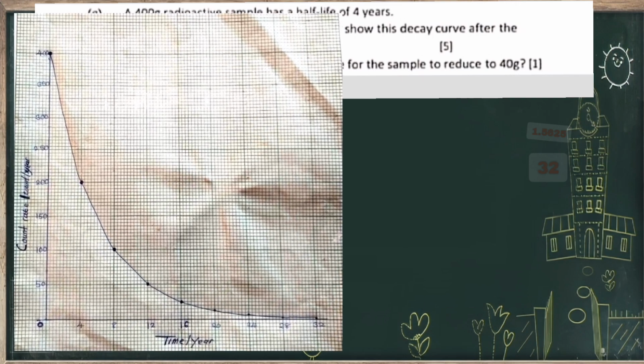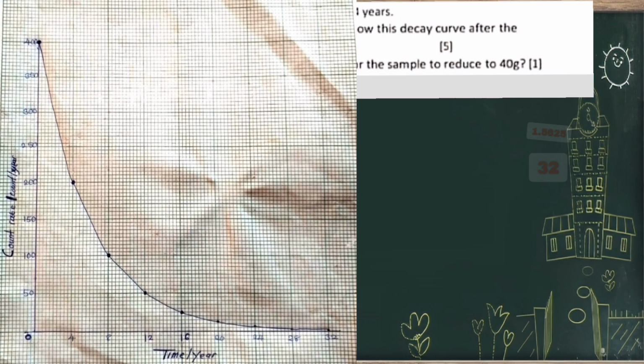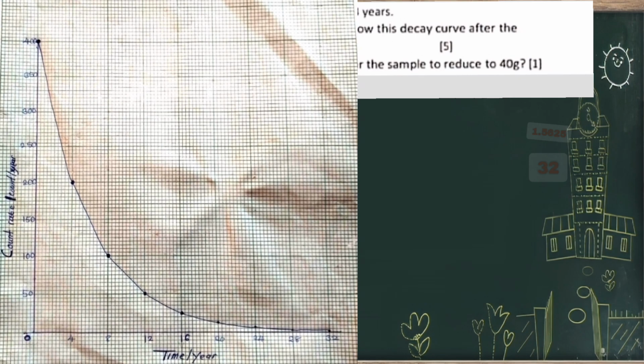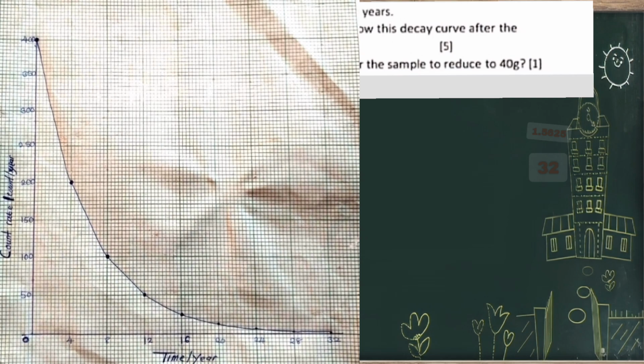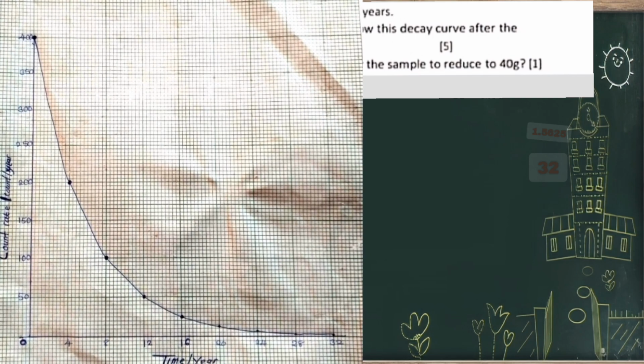Now, in the y-axis, which is the count rate in count per year, 2 centimeters, it is representing 50 units. And there are small 10 boxes in a 2 centimeter. So what I'm going to do, I'm going to say 50 divided by 10, I'm going to get what? 5. Which means a small box is going to represent what? 5.